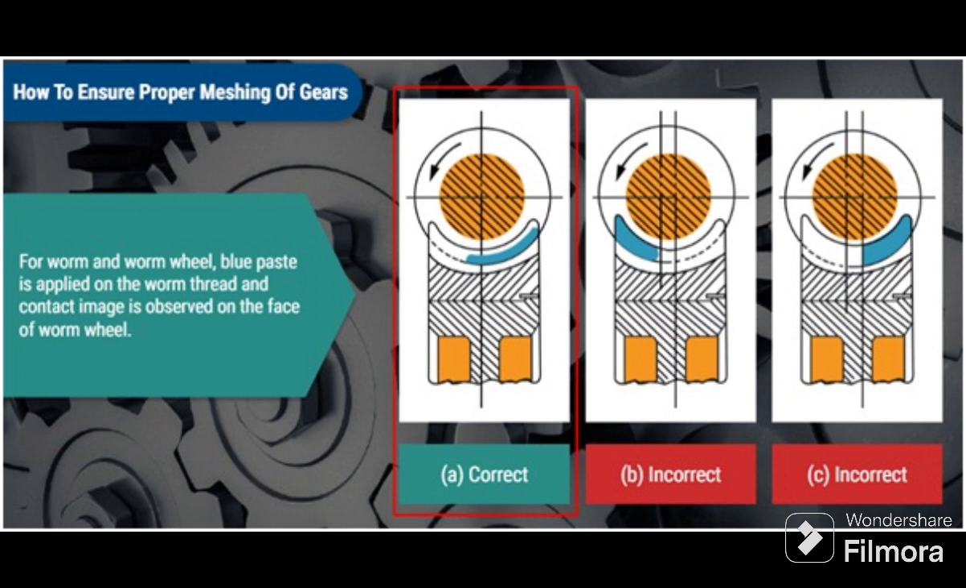For worm and worm wheel, blue paste is applied on the worm thread and contact image observed on the face of worm wheel. Correct contact image should be as shown in the sketch.